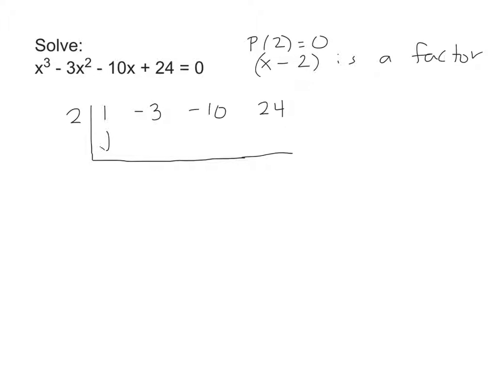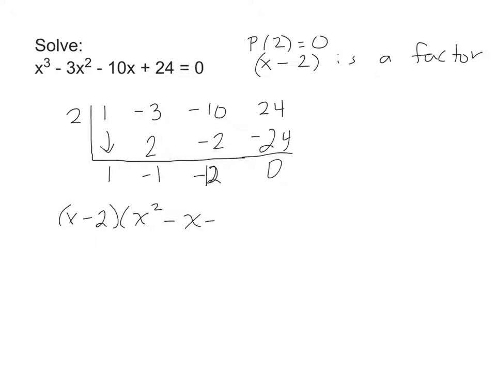So bring down that 1. 2 times 1 is 2. Add. So it's negative 1, multiply. That's negative 2. Add them together, negative 12, and then multiply, negative 24, and you end up with 0, which is what you have to end up with. If you don't, then go back and find your mistake. So what that means once we've done that, remember this is now the binomial multiplied by what we get here. So x minus 2 is a factor we already determined. The other factor is x squared minus x minus 12, and that equals 0.